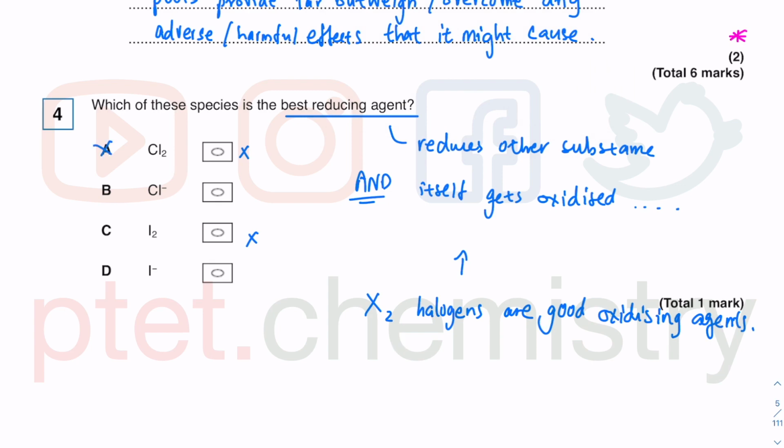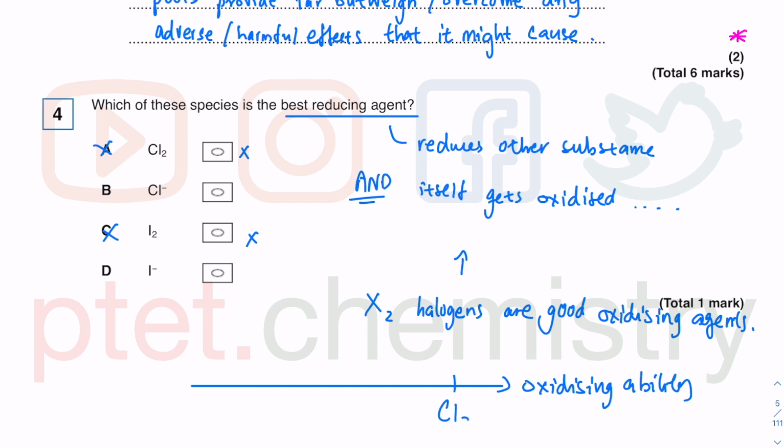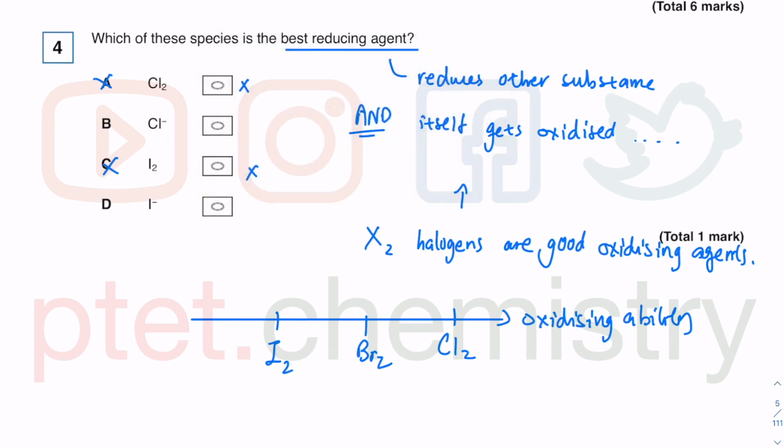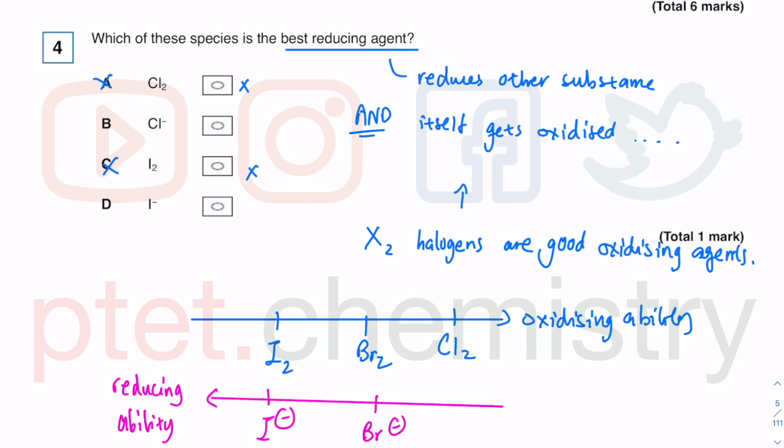So A and C are definitely out. So in terms of oxidizing ability, we know that chlorine is a better oxidizing agent than bromine, than iodine. Whereas in terms of the reducing ability, we have to go the other way around, where the iodide is going to be the best reducing agent out of the lot, compared to Br minus, compared to Cl minus. This makes I minus a very good reducing agent. Example, we use KI aqueous as a good reducing agent ever since your IGCSE and even now in your A-level curriculum. I think that's it really.